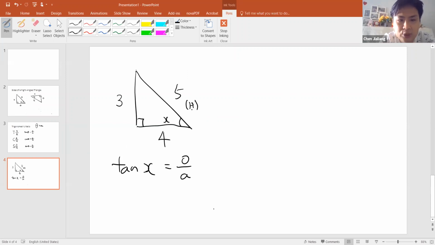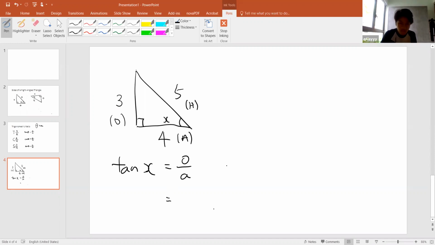Then 3 is which side, opposite or adjacent? Opposite. Good. Opposite, because it's facing the mark angle. Then 4 is opposite or adjacent? Adjacent. Good. Once we have labeled the triangle, we can use the formula. So the value for tangent x will be equal to? O over A, right? So what's the value of O? 3 over 4. Excellent. So the value of tangent x will be 3 over 4.